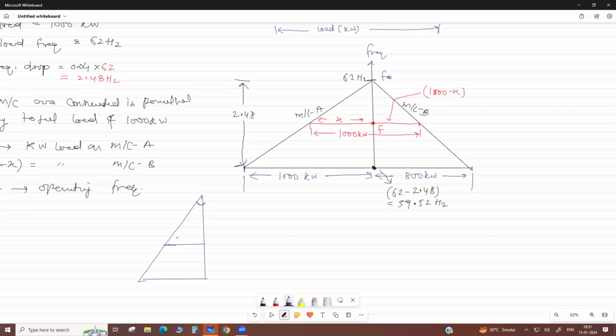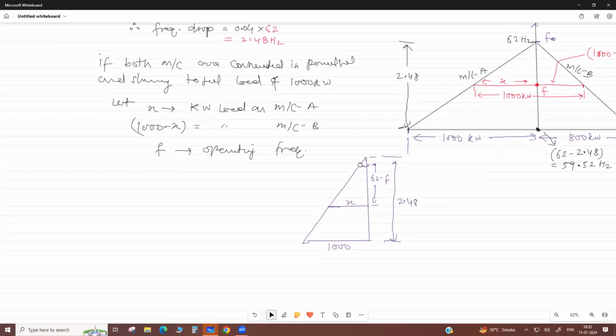So for these triangles, their side and height ratios: this is x, this is the 1000 base, and height. What is this height? We can write 62 minus f, from here to here. And what is this height? This height is 2.48. Clear? Same for B.